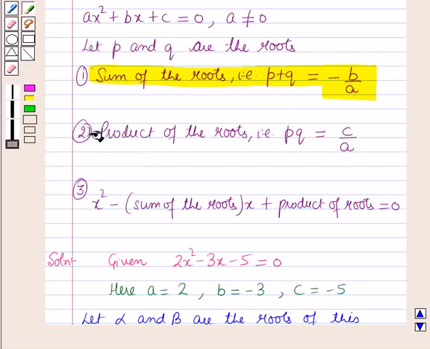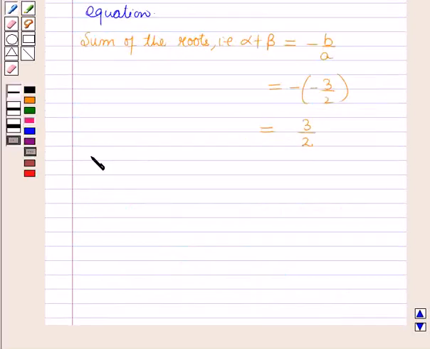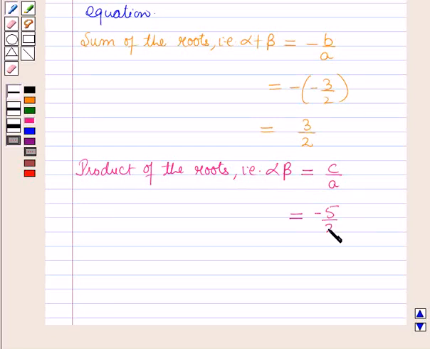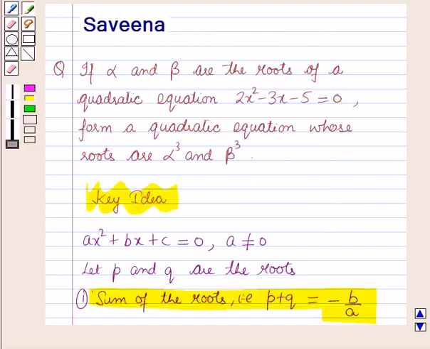Now we know that the product of the roots is equal to c over a. Now the product of the roots, that is alpha beta is equal to c over a. Putting the values of c and a here, it will be minus 5 over 2. Now in the question, it is asked that we have to form a quadratic equation whose roots are alpha cube and beta cube.